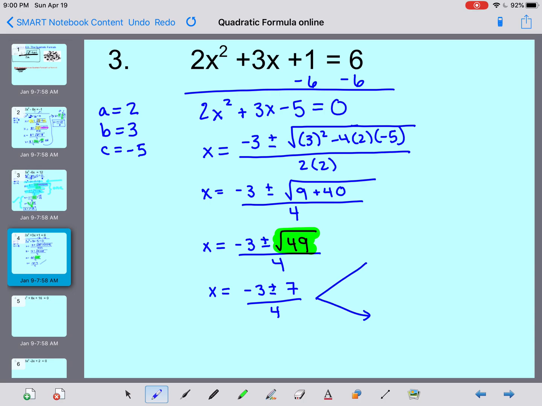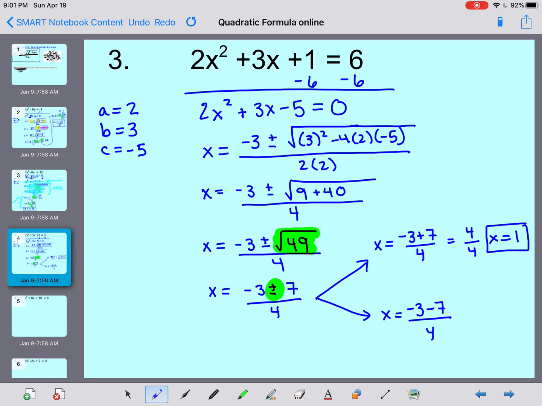I'm going to break apart this way. So one equation is going to be negative 3 plus 7 divided by 4. And the other equation will be negative 3 minus 7 divided by 4. I'm just one time doing plus and one time doing minus. So this would become 4 on the top divided by 4. So x equals 1 is one of my answers. And then on the bottom, I have negative 10 divided by 4. So x equals negative 5 halves is my other answer. So two answers, x equals 1 and x equals negative 5 halves.